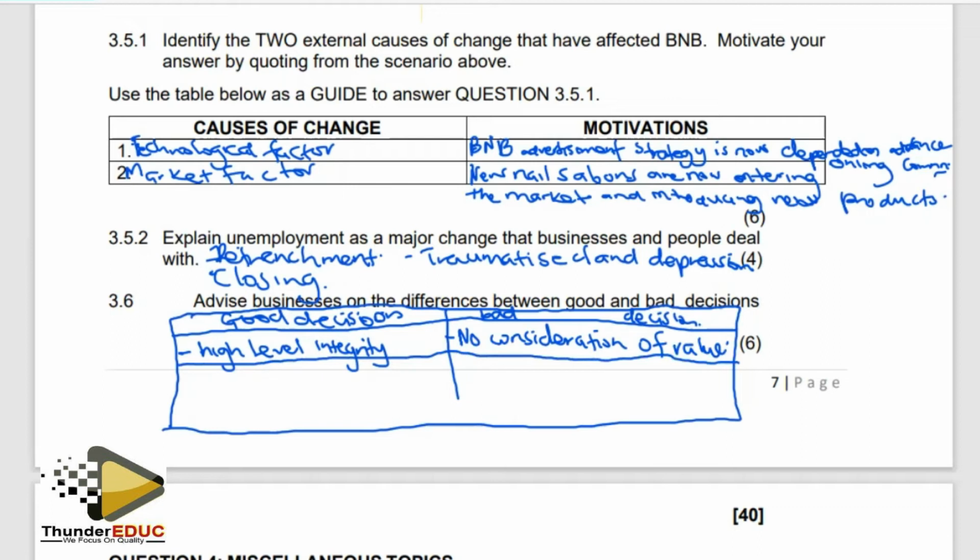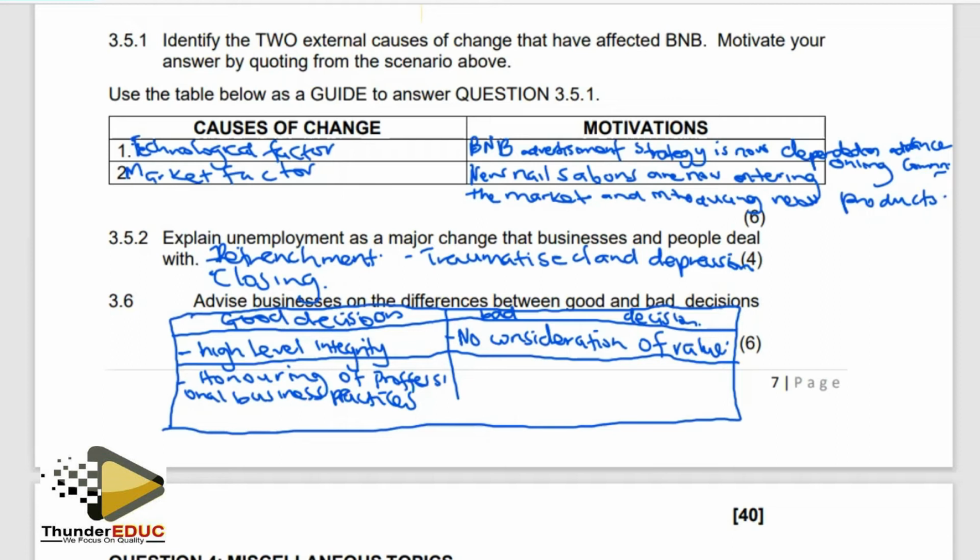Good decisions honor professional practices. They honor professional business practices. What about bad decisions?